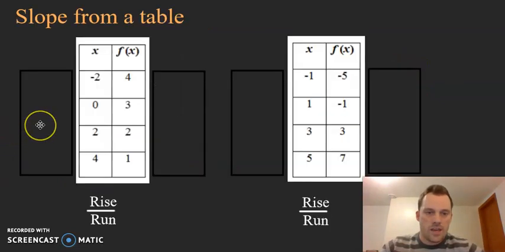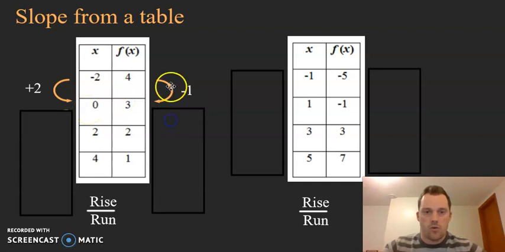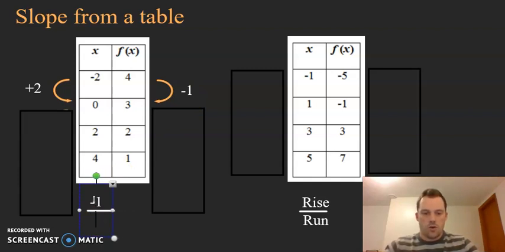Last example here is the table. This is kind of similar to the graph. We're just counting from one point to the next. So if we just look at the first 2 points, we're going up 2 for x and down 1 for y. But I have to remember that it's rise over run, so the y over the x. So that is a slope from the first point to the second point of -1 over 2.